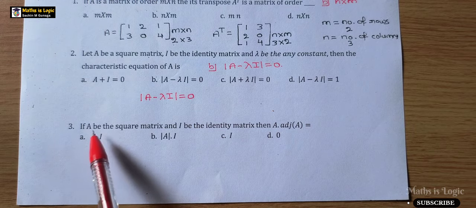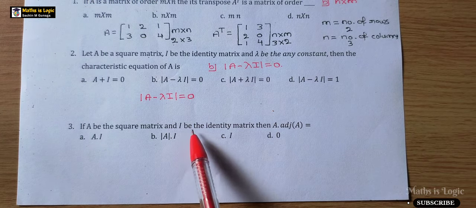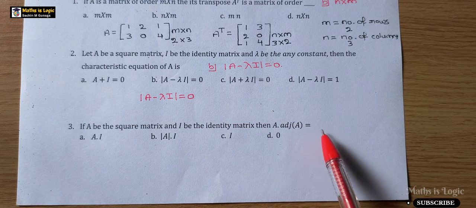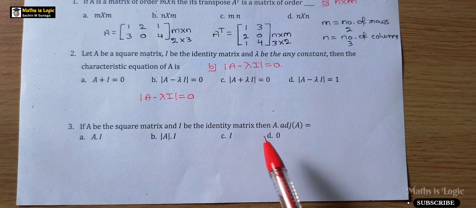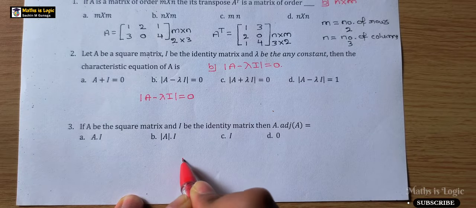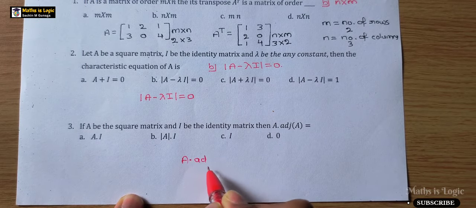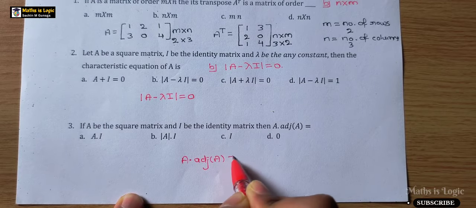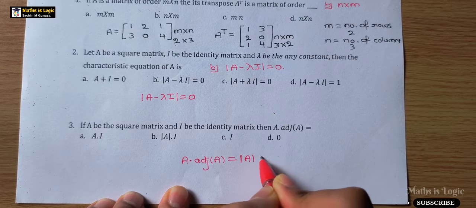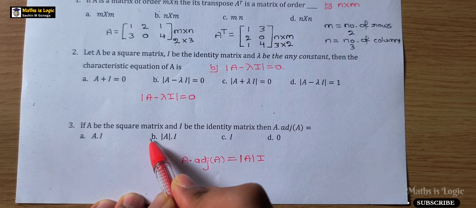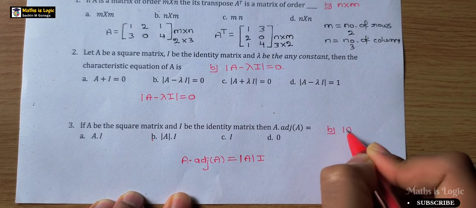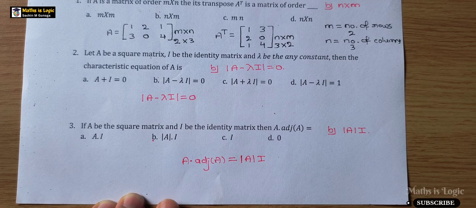Next, third question. If A be the square matrix and I be the identity matrix, then A into adjoint of A is equals to. So we know there is a property in adjoint of matrix. What is that property? A into adjoint of A value is always equals to determinant of A into I. Therefore, again the correct option is B, determinant of A into I.